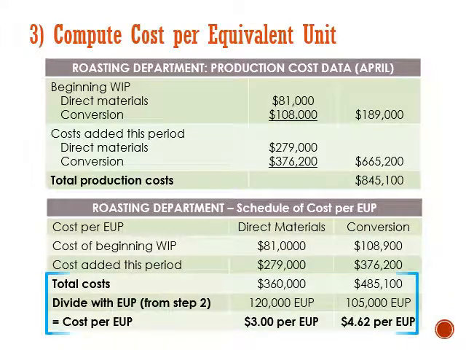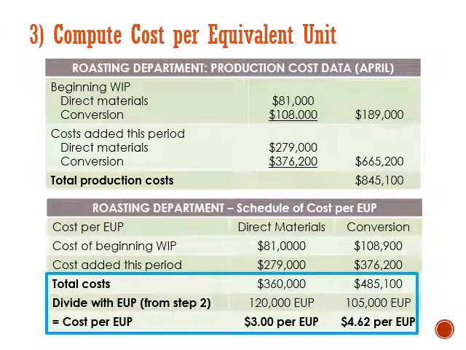In step 3, we use equivalent units of production from step 2 along with cost data to compute cost per equivalent unit. Production cost data for the roasting department are shown here in the top table. Note that the total production costs incurred for the month of April is at 845,100.